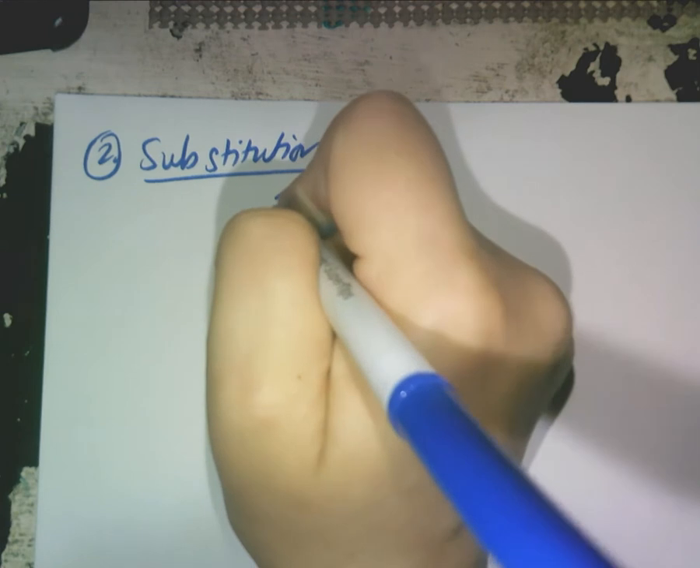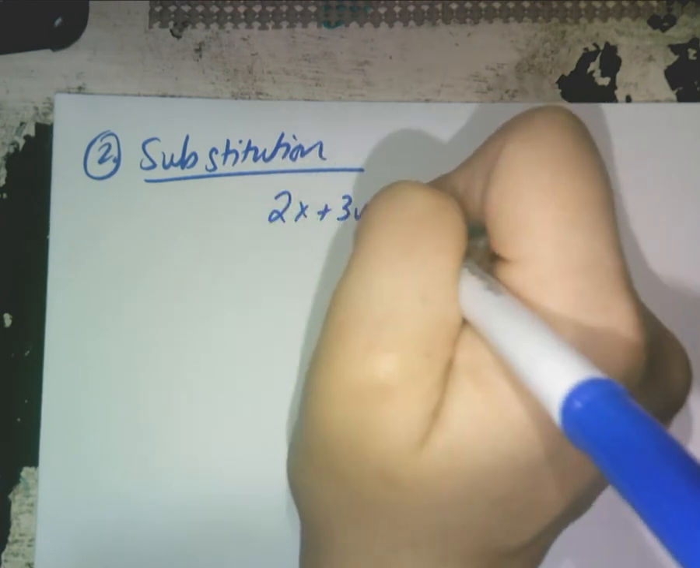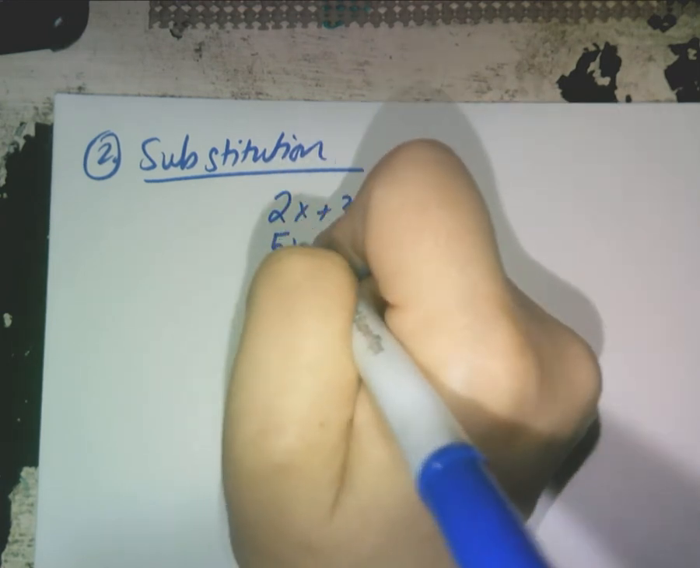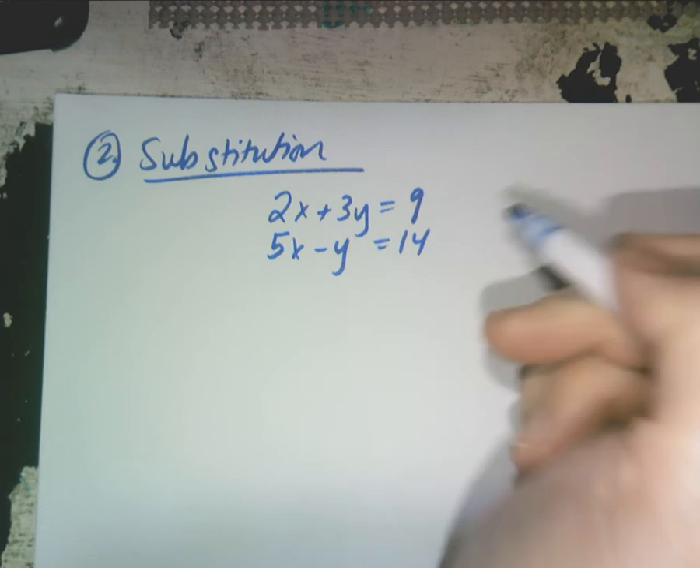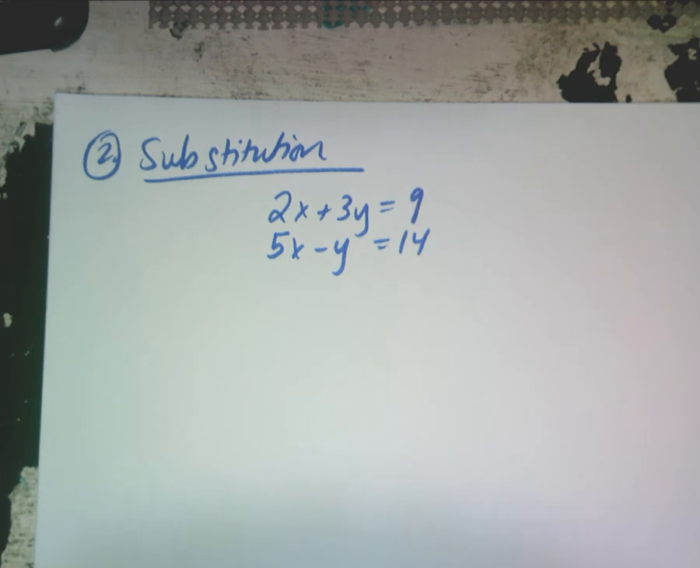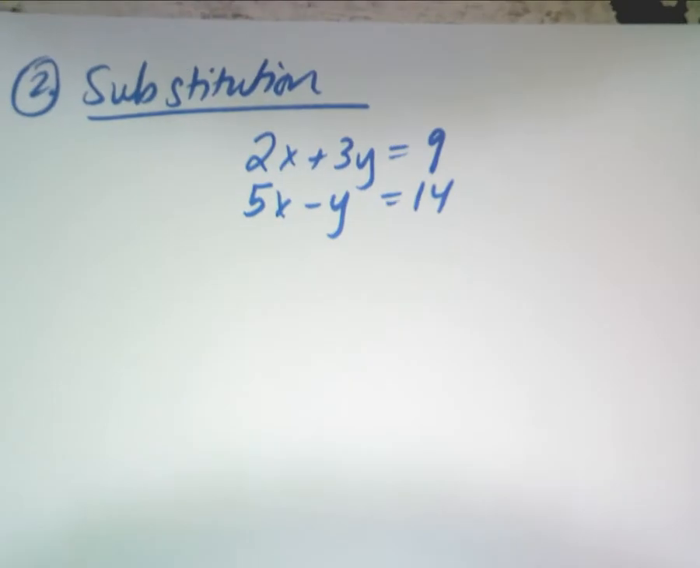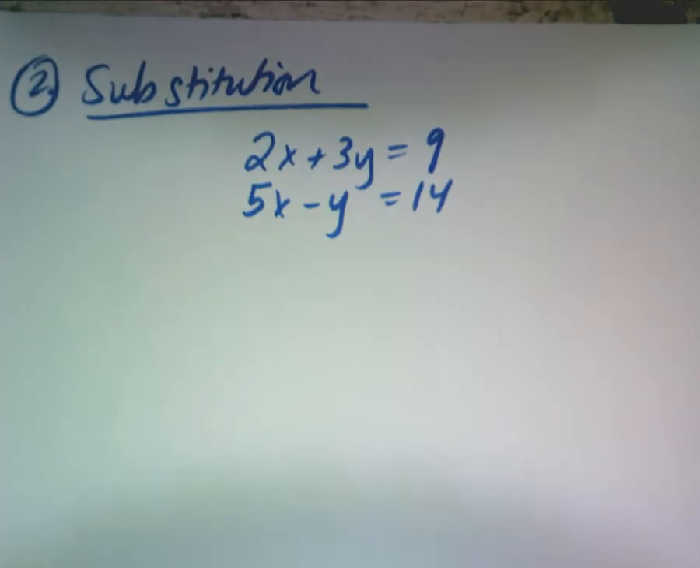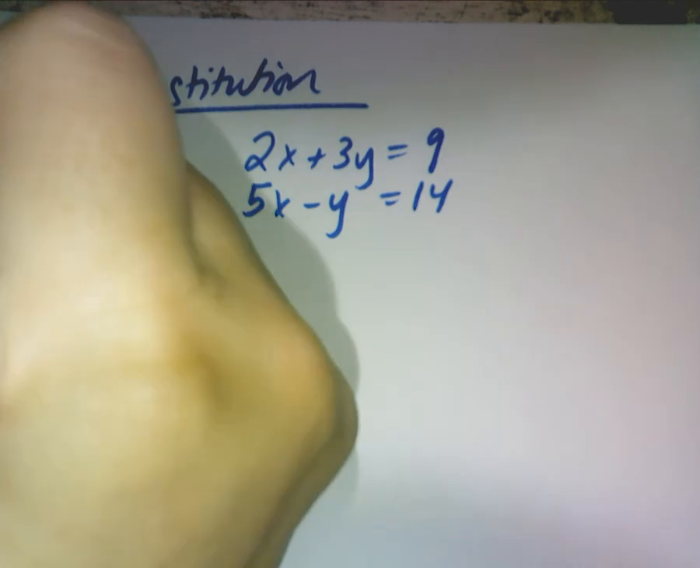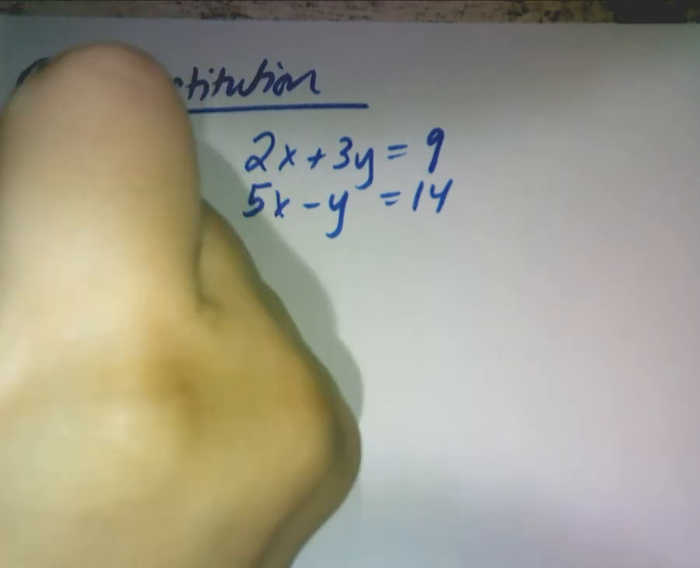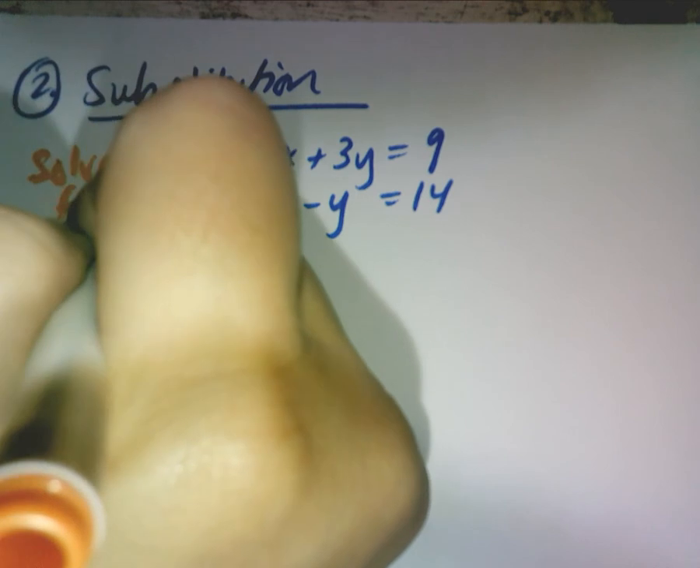So let's do 2x plus 3y equals 9 and 5x minus y equals 14. And I want to do this by the substitution method. The only way you can do substitution is if you solve one of these for one variable. You have to solve one of the equations either for x or for y. It doesn't matter. So solve for one variable.